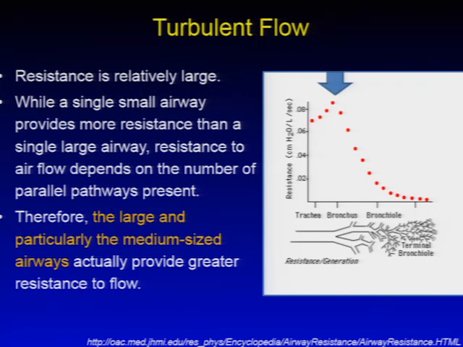And then the airway itself, as you can see on the right side, resistance is relatively large. While the small airway provides more resistance than a single large airway, resistance to airflow depends on the number of branches you have in the lung. Therefore, the large and particularly the medium-sized airways, as you can see here, from the trachea, bronchus, actually generate maximum resistance when you see the ventilation.